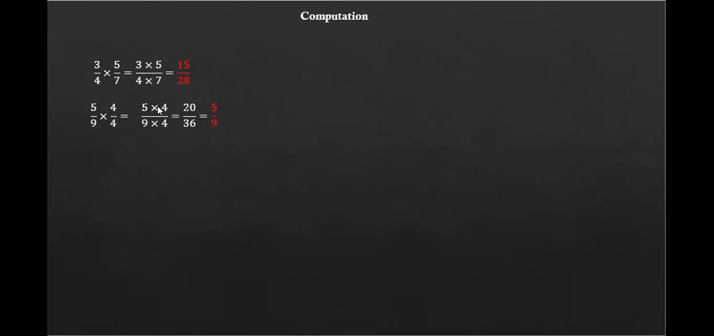So you get 5 multiplied by 4, which gives you 20. 9 multiplied by 4 will give you 36. And then when you reduce this fraction, you get 5 over 9 because it's the same as multiplying by 1. Do you understand? Does anybody have any questions concerning this? No, miss. I got it correct. I got the both of them correct.